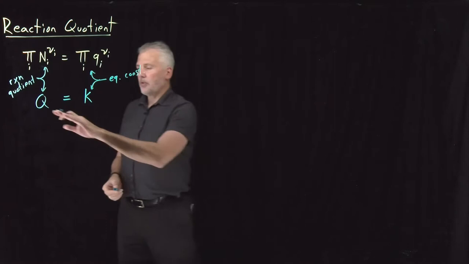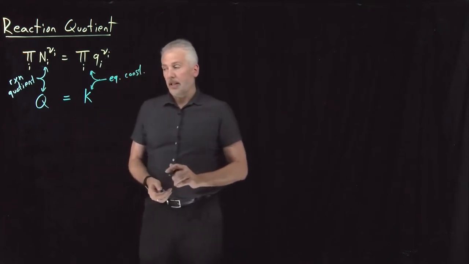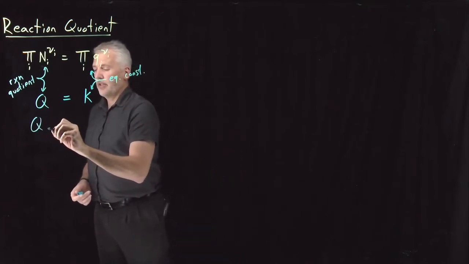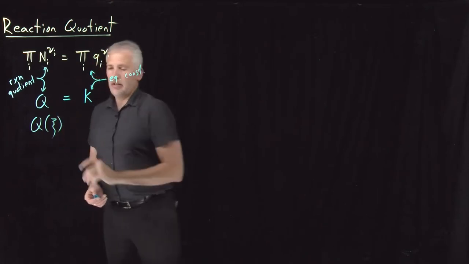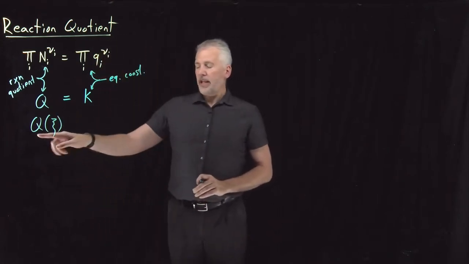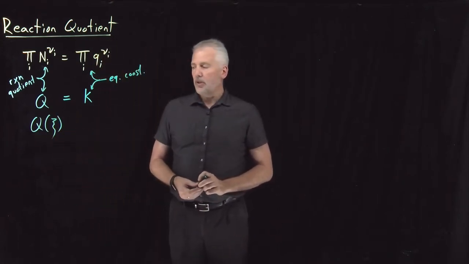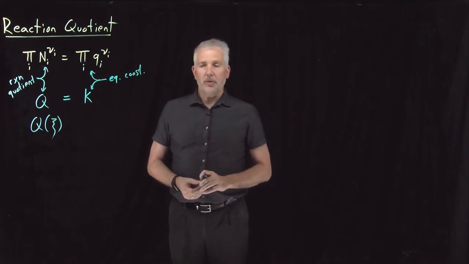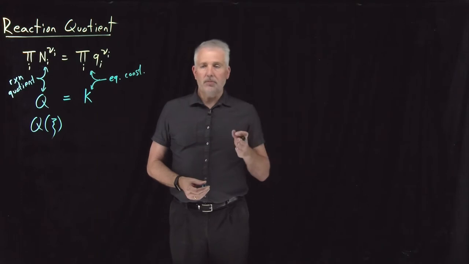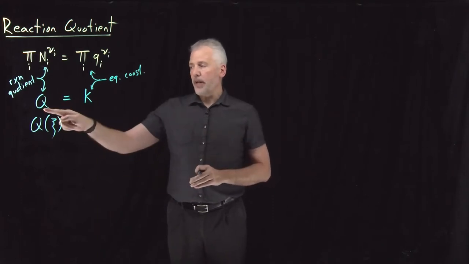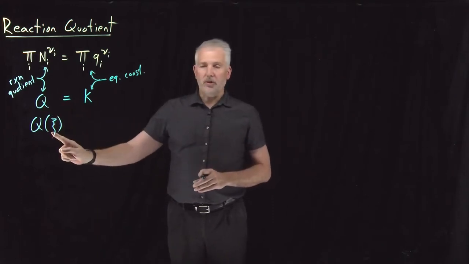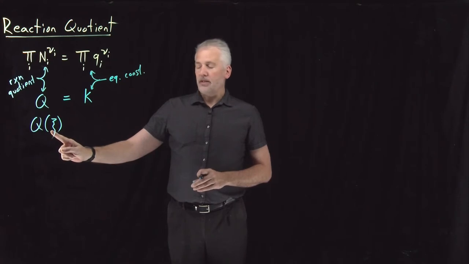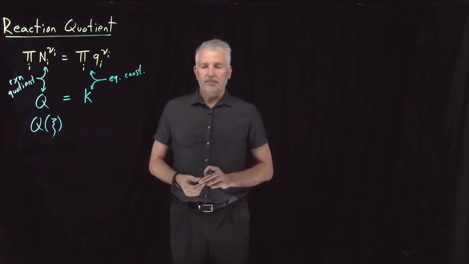And the important thing to remember about the reaction quotient is it's not a constant. In fact, it depends on the extent of reaction, as we saw when we worked out an example of what the extent of reaction was that allowed a reaction to reach equilibrium. So as the reaction proceeds forwards, proceeds backwards, the value of the reaction quotient changes. There's one particular value of the extent of reaction that makes this reaction quotient equal to the equilibrium constant.